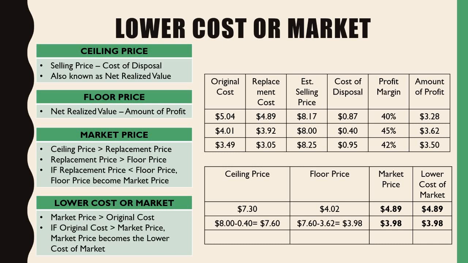Okay? All right, last one. We got original purchase cost of $3.49. The replacement cost is $3.05. Their selling price is $8.25, and then cost of disposal is going to cost me 95 cents, and then I want $3.50 profit. So how do I solve for my ceiling?